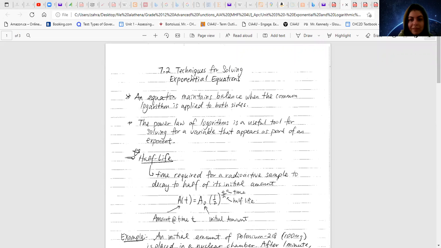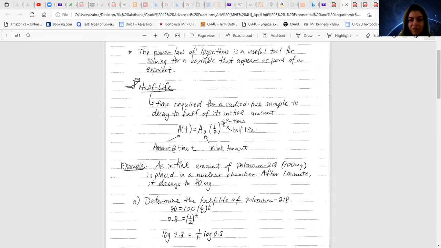Okay, 7.2 techniques for solving exponential equations. So there is a half-life equation that I want you to pay attention to. What is a half-life? If you have any radioactive sample like uranium, it will radiate some particles away. As it radiates, the mass will decrease. The mass of the substance decreases over time because this mass will be reduced. How? By radiating the particles out of itself.